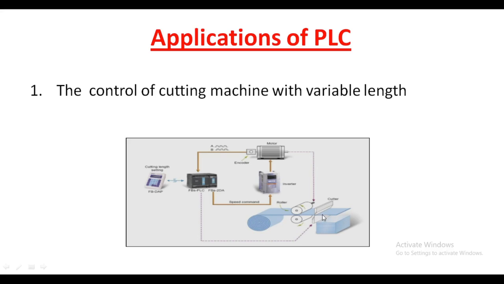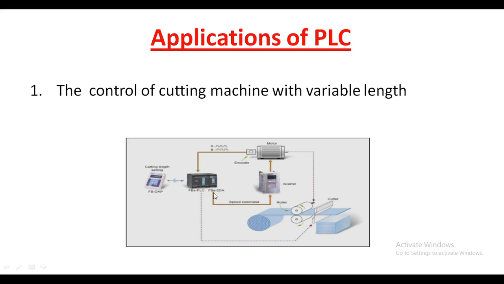Look here, this is the cutting machine. This is the motor, this is the cutter. So how is the controlling of the length done? Look here, this is the cutting length. How much length it should be cut will be decided by this PLC. If you want to cut some 10 meters, the 10 meters will be given by this cutting length setting.